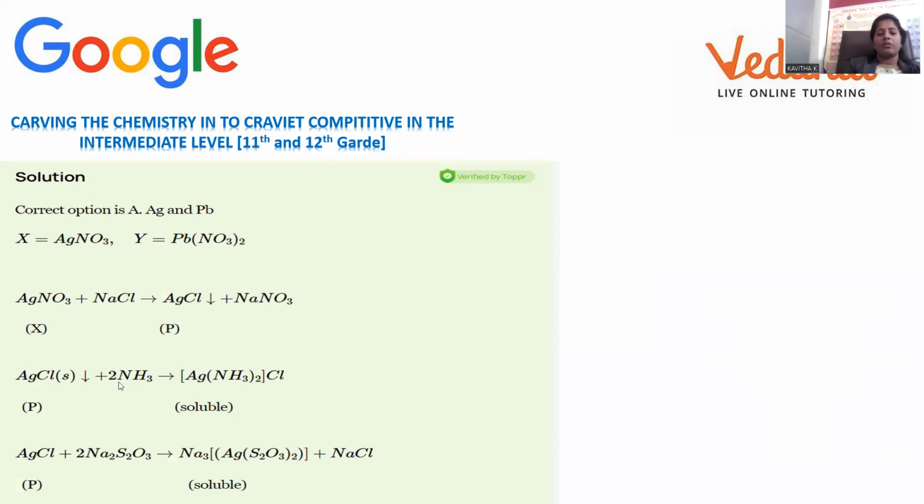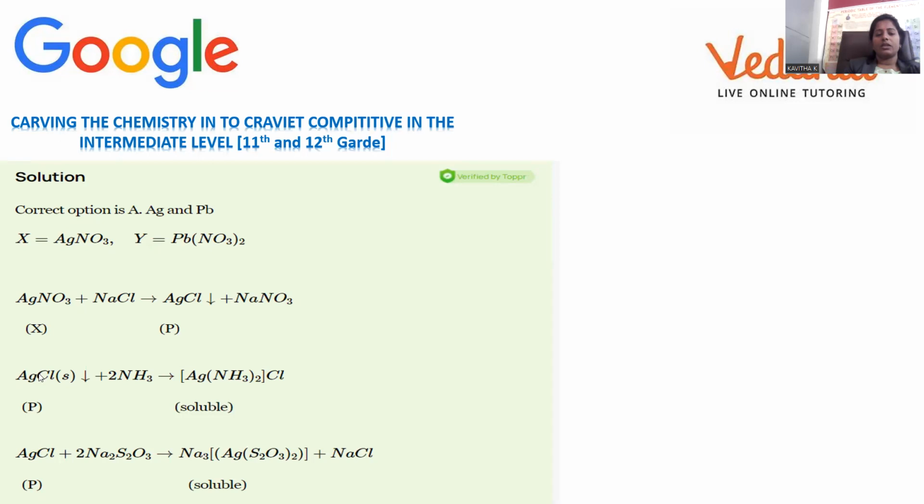This precipitate, silver chloride, is now added with what? Ammonia. Silver chloride upon addition of ammonia always gives a coordination complex, silver ammine chloride. It is a water soluble solution. Then when silver chloride is treated with hypo, sodium thiosulfate, that is Na2S2O3, there is formation of another complex, Na3[Ag(S2O3)2]. Sodium silver thiosulfate complex will be formed. Again, it is written in square brackets, so we can say it is also a complex, and this is also water soluble. Sodium chloride is discarded. This is the way two water soluble solutions with ammonia and hypo are formed.